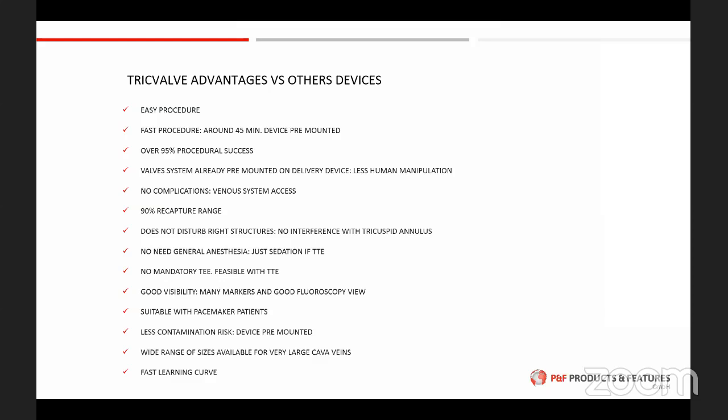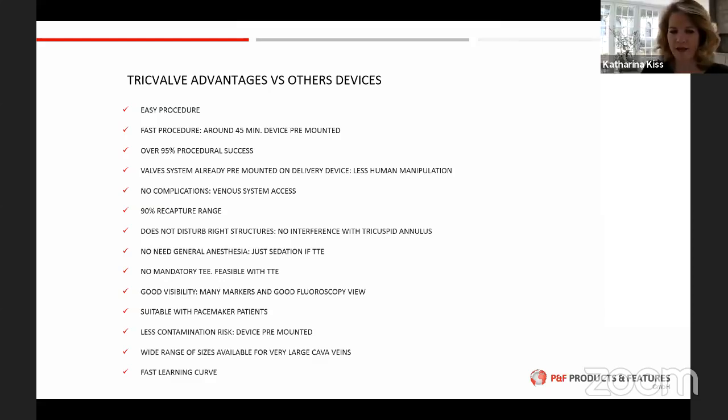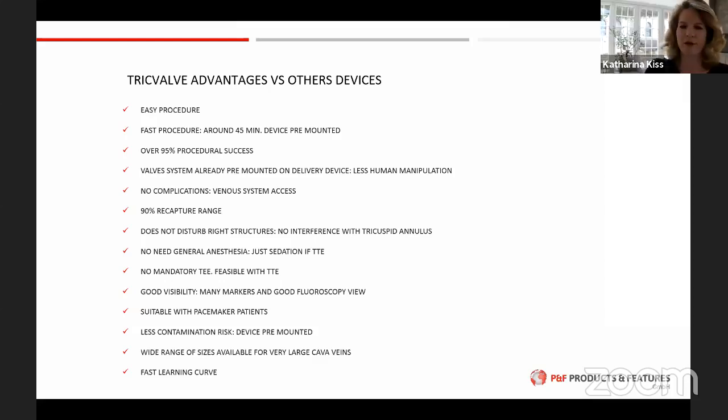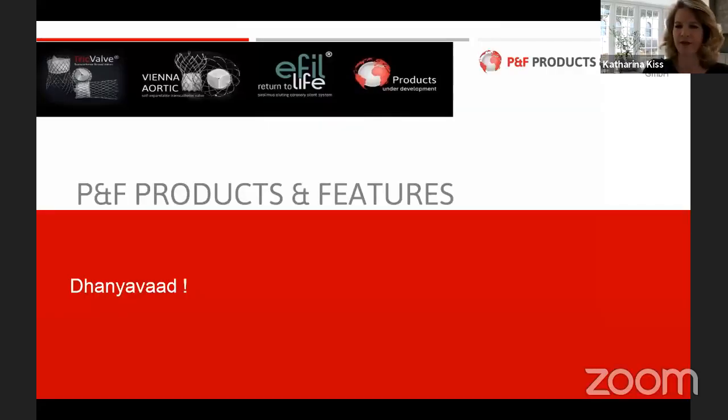What is important is you do not disturb any right heart structures, so there's no interference with the annulus, and even if you wish to place a pacemaker lead or another transcatheter method through the valve, this is clearly possible. It's not mandatory to have TEE. It's sufficient to have TTE. You do not need sedation and it has good visibility. And of course, the risk of contamination is also decreased. So I'm very happy to hand over to the next speaker to show us more about the TricValve. Dhanyavad.